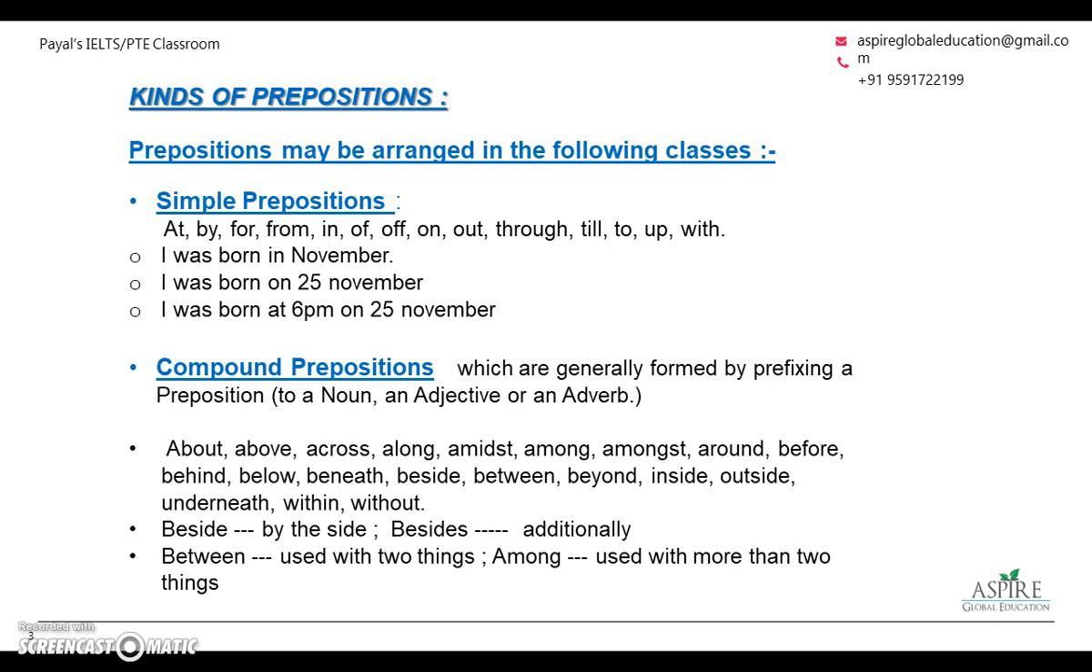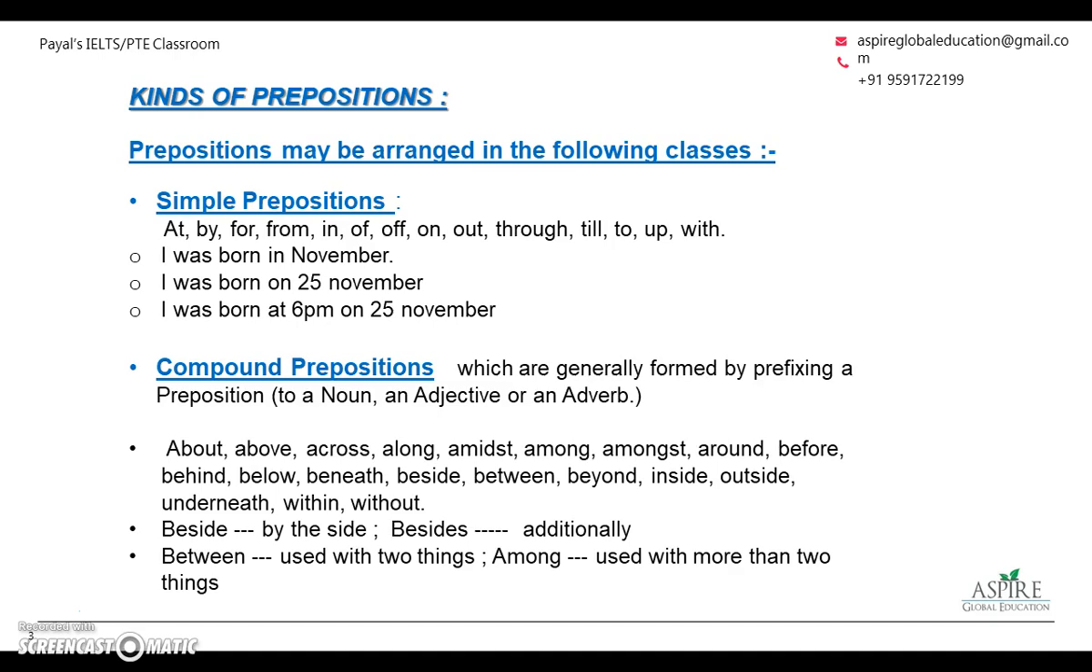Now let's go through the different kinds of prepositions. These prepositions are classified on the basis of their usage in a sentence and what they're trying to indicate. There are simple prepositions like at, by, for, from, in, of, off, on, out, through, till, to, up, with. A lot of people go wrong with the usage of on, in, and at. That's a very commonly made mistake.